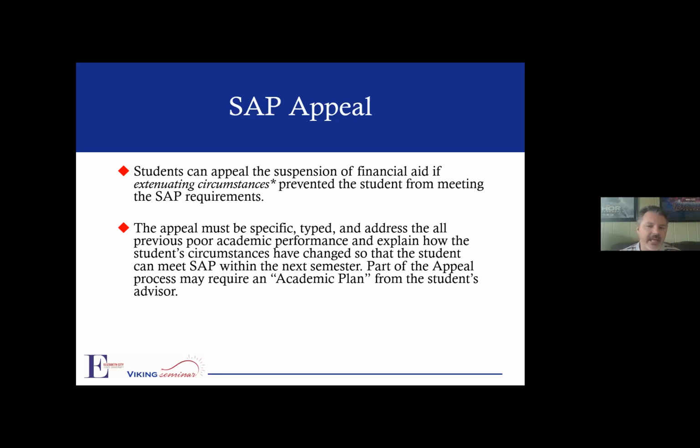Because say something like that did happen, you can be granted a probationary semester or 2 or 3 to get back in good standing, so that you have a chance to continue to receive financial aid while you work on getting your GPA or your pass rate back in good standing. So it's not the end all be all. There are ways to continue to receive your financial aid under certain circumstances.